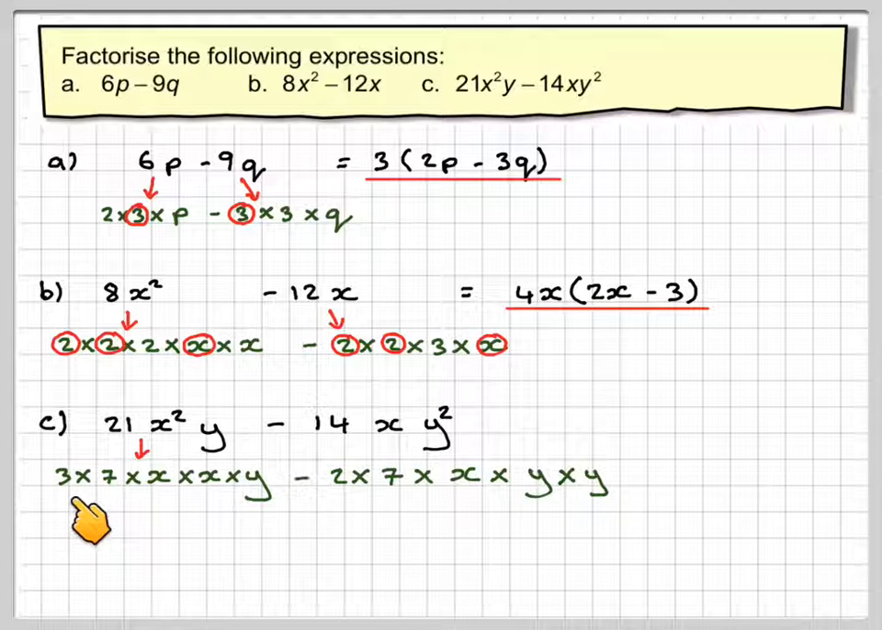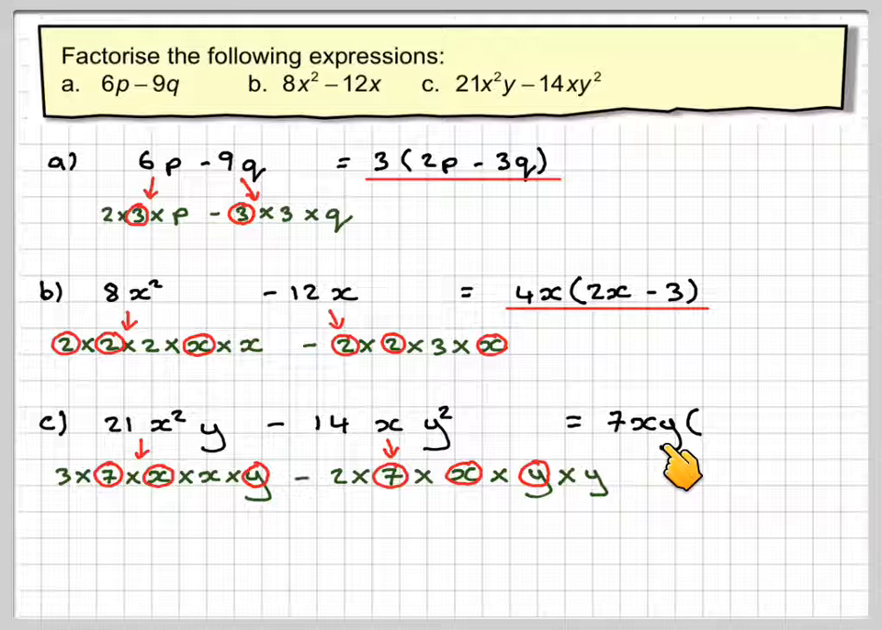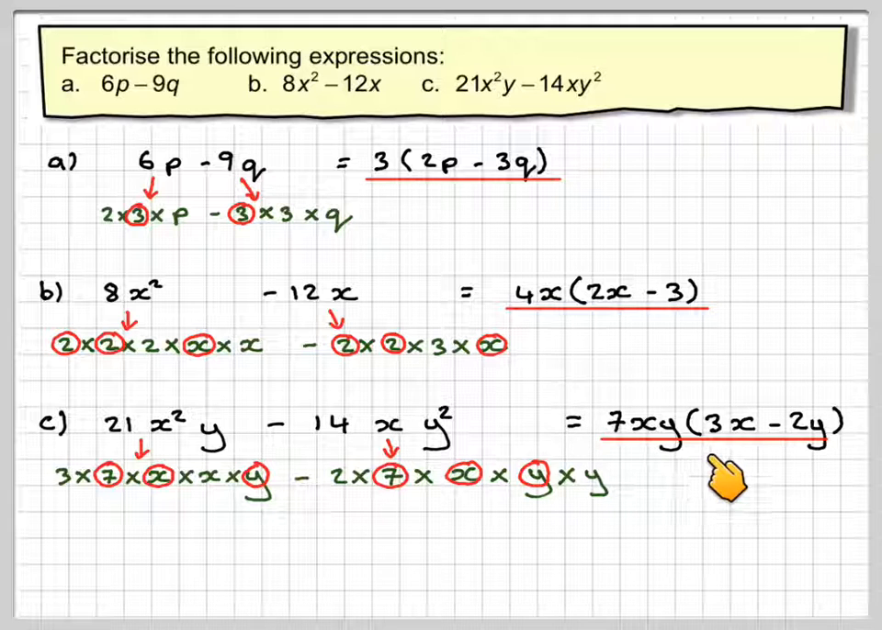Right, pairing up common things. There's nothing common with the 3, but the 7s are common. There's an x common. This x is not common, there isn't another one to pair it up with, but we could pair up a y. So the common factor is going to be 7xy, bracket. Now what's left? We've got 3 times x, not paired up, minus 2 times y, not paired up. So we've got 7xy, brackets 3x minus 2y.